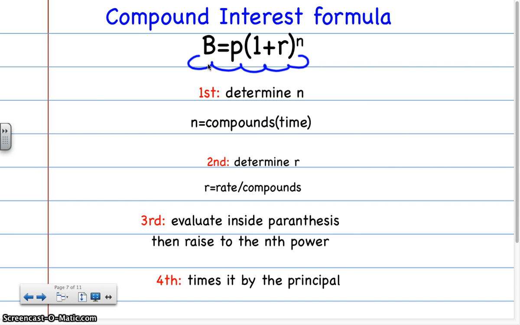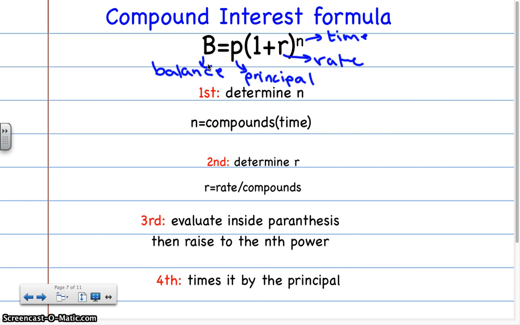Here's what we got going on. Let me identify all these variables. B is balance. P is our principal, what we start with. R is our interest rate. And N is a time situation. So B equals P times 1 plus R to the N. B represents our balance. P is our principal. R is our interest rate and N is our time.